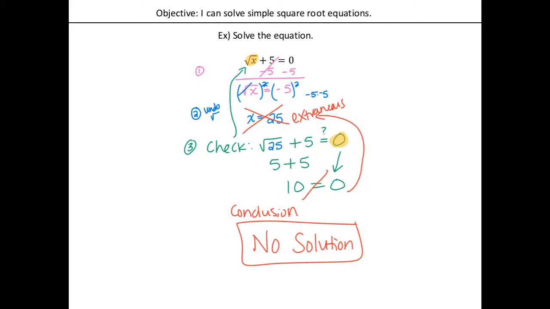So I know that a lot of people always want to skip this step with the checking, but if you don't check it, you don't know if your answer is extraneous or not. If you don't check it, you're going to say x equals 25, and your answer is going to be wrong because 25 is extraneous, okay? So always, always, always go back and plug it in to check your solution.